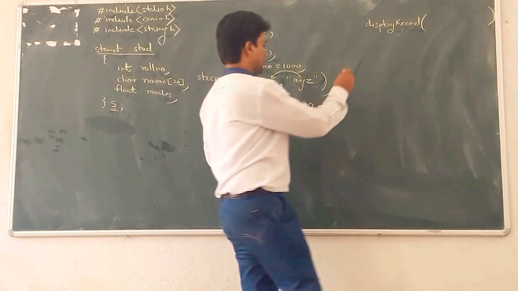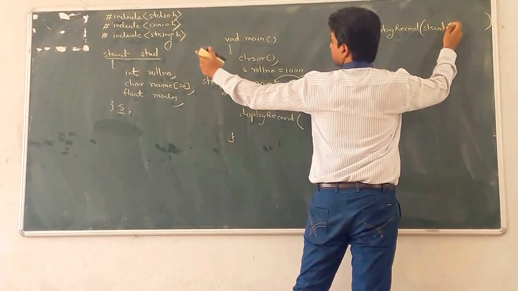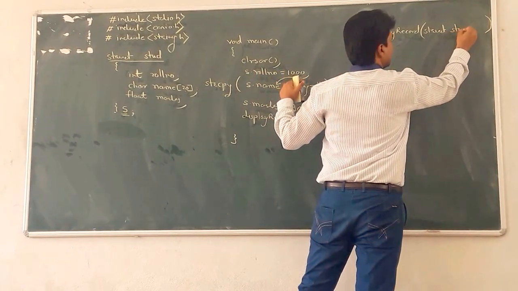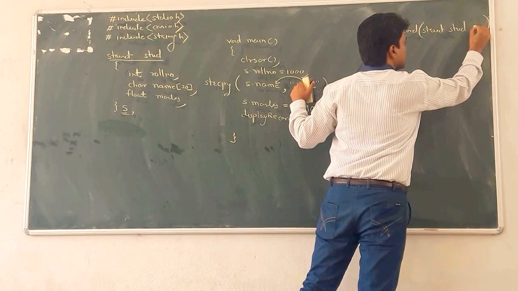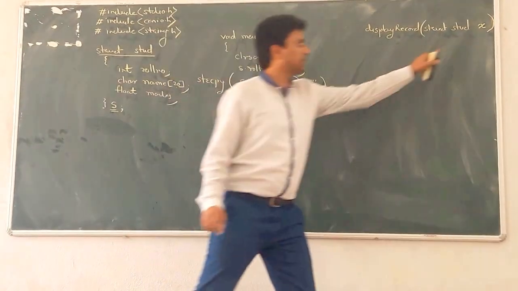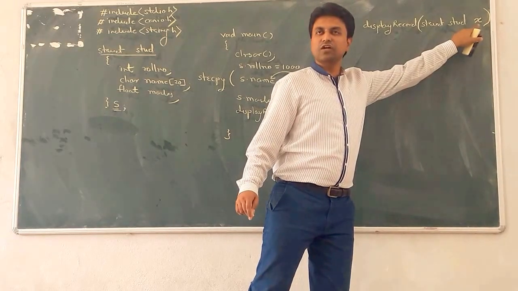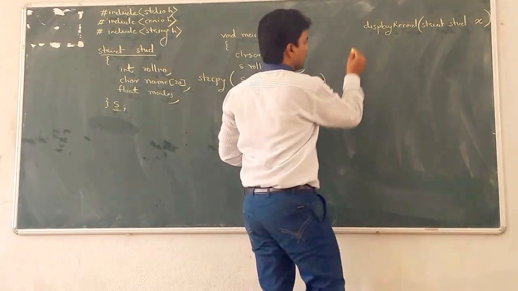So here the data type name is struct stud. Give the name of the variable. Suppose the name of the variable is x. What is now the structure variable name? X. This is called the formal argument to a function. This is the formal argument.